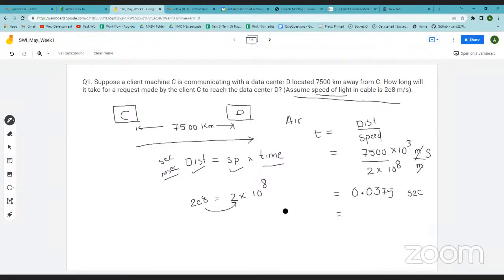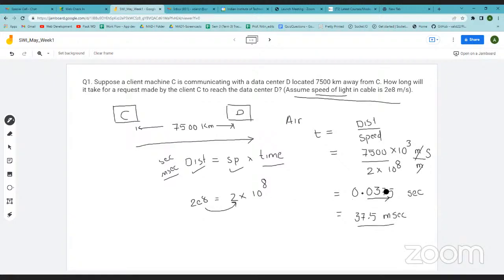1 second equals 1000 milliseconds. So to convert seconds into milliseconds, we simply need to multiply by 1000, right? And when we do that, we shift the decimal point 3 places ahead. So the answer would be 37.5 milliseconds.